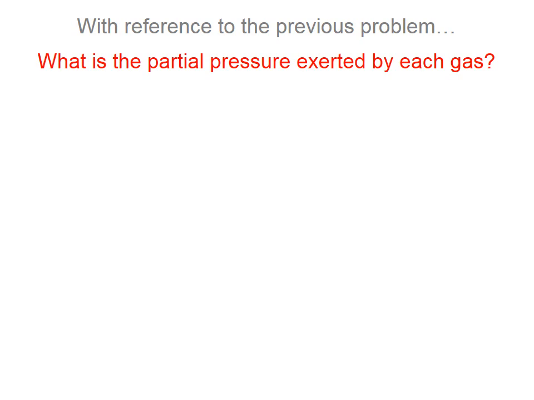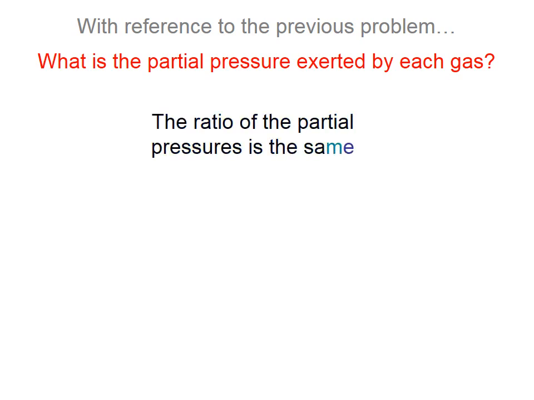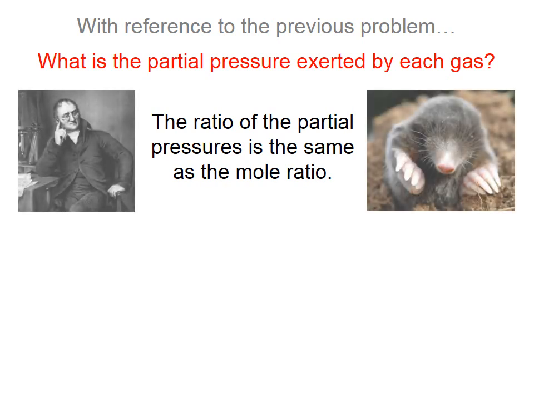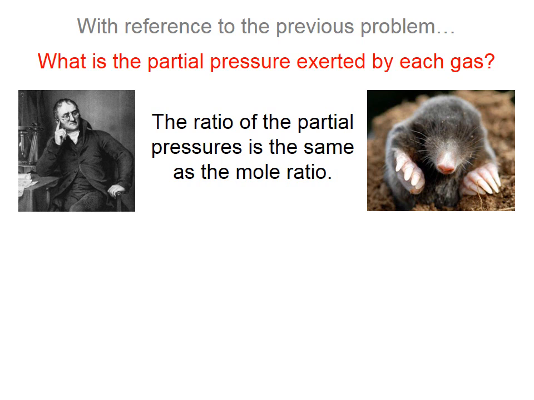With reference to the previous problem, what is the partial pressure exerted by each gas? And the main idea here is that the ratio of the partial pressures is the same as the mole ratio. In other words, it's the number of moles of a gas that are going to determine its partial pressure. The mass of the gas is irrelevant.